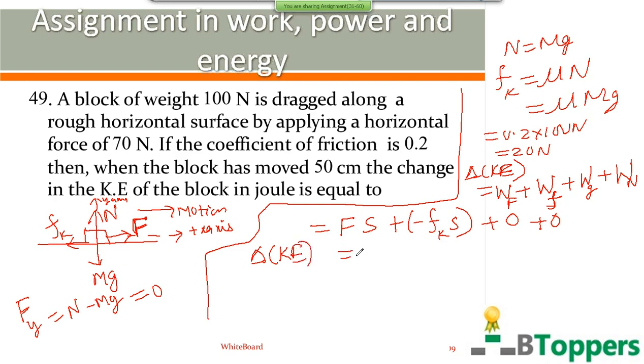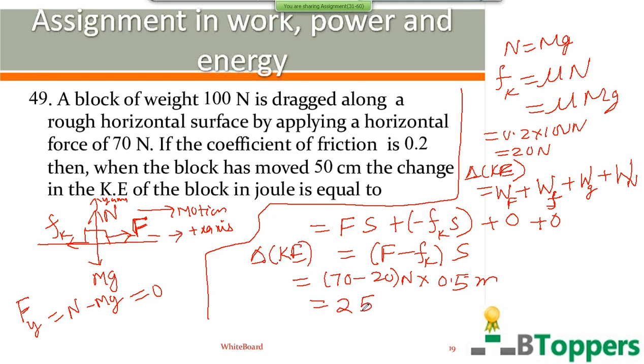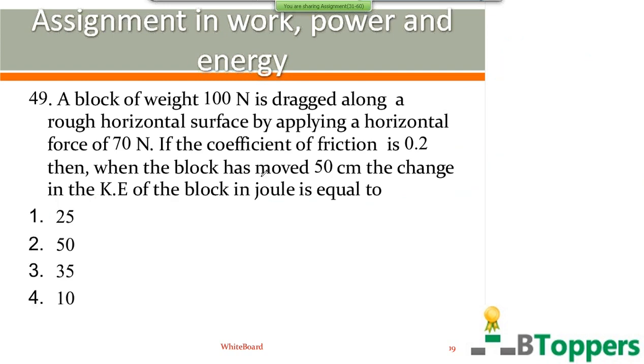perpendicular to the displacement. Therefore, for the change in the kinetic energy of the block, you can write F minus Fk into S, that is the work done by the resultant force on the block. The magnitude of the horizontal force applied is 70 newtons, the magnitude of the force of friction is 20 newtons, and the magnitude of the displacement of the block is 50 centimeters, or 0.5 meters. That comes out to be 25 joules. So for question number 49, the first option is the answer.